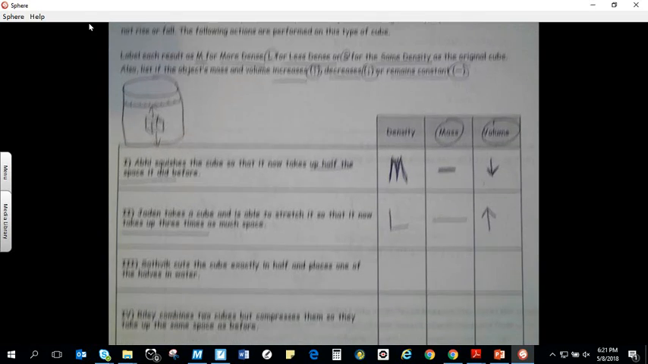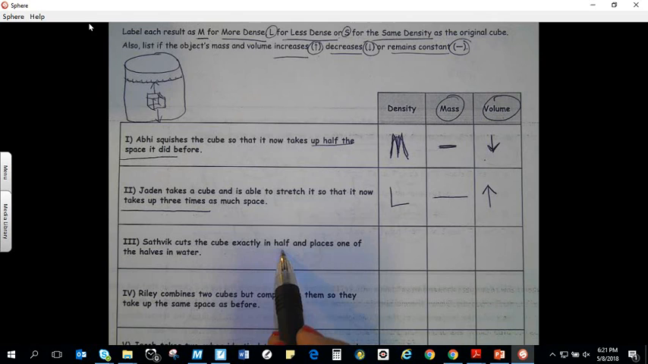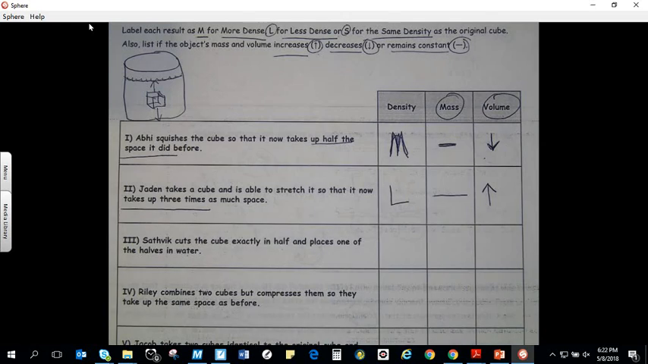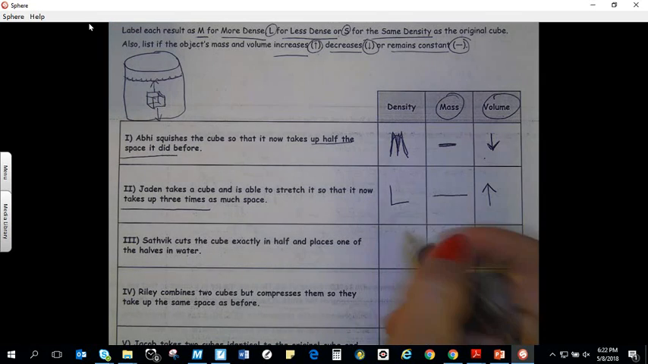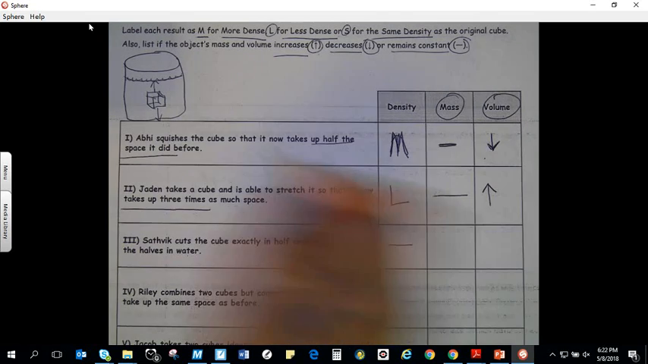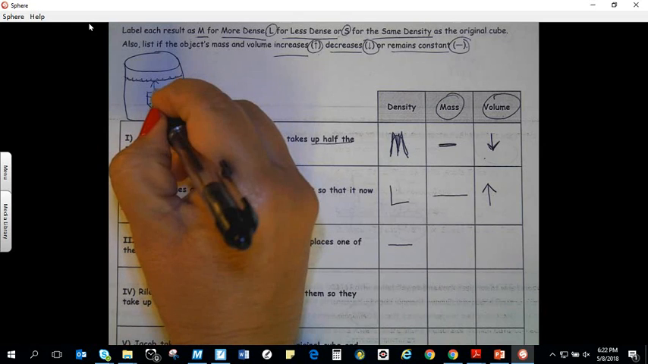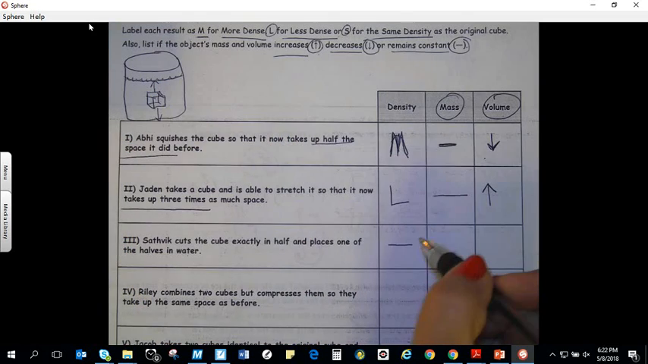Okay? Saucy cuts the cube exactly in half and places one of the halves in the water. So he takes the cube and cuts it in half. Doesn't squish it, doesn't stretch it. Just cuts it in half. What happens to the density? It's going to stay the same. Doesn't matter whether it was cut in half, it was one piece. You didn't stretch it, you didn't squish it, you just cut it in half. The density stays the same. It's going to still stay in the same place, whether it was half of the cube or all of the cube.